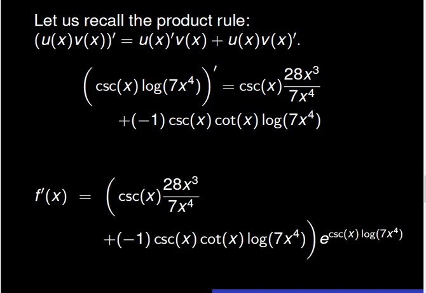In sum, f prime of x is equal to the quantity cosecant of x times the fraction 28x cubed over 7x^4, plus minus 1 times cosecant of x times cotangent of x, times logarithm of 7x^4, times the exponential of cosecant of x times the logarithm of 7x^4.